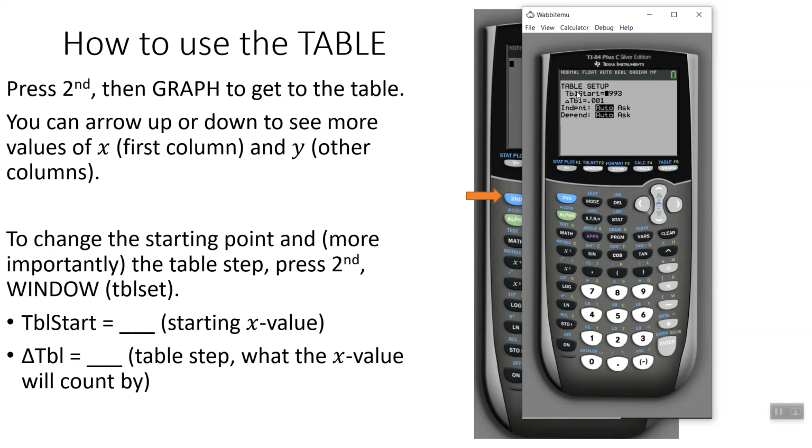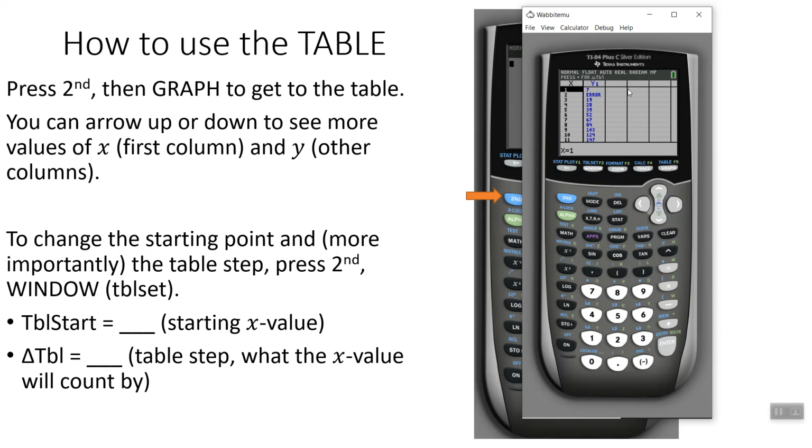All right, and the first thing we want to do is start somewhere. So it says table start. Where does our table want to start from? Let's just start at 1. And then what do we want to count by? Well, let's just count by ones here. All right, so now we've updated that. Let's go back into the table. So second graph. And here we go. We've got 1, then 2, we've got an error. That's our hole. Then 3, 4, and so on.